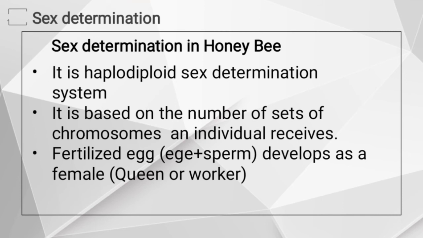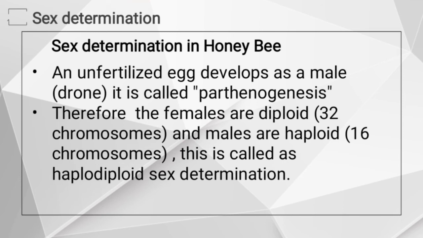In honeybee, the fertilized egg, that means egg fused with sperm, develops as a female. That means queen or worker is developed from a fertilized egg. Whereas an unfertilized egg develops as a male. An unfertilized egg develops as a male or drone by the process of parthenogenesis. Parthenogenesis is the process of production of an organism from an unfertilized egg.